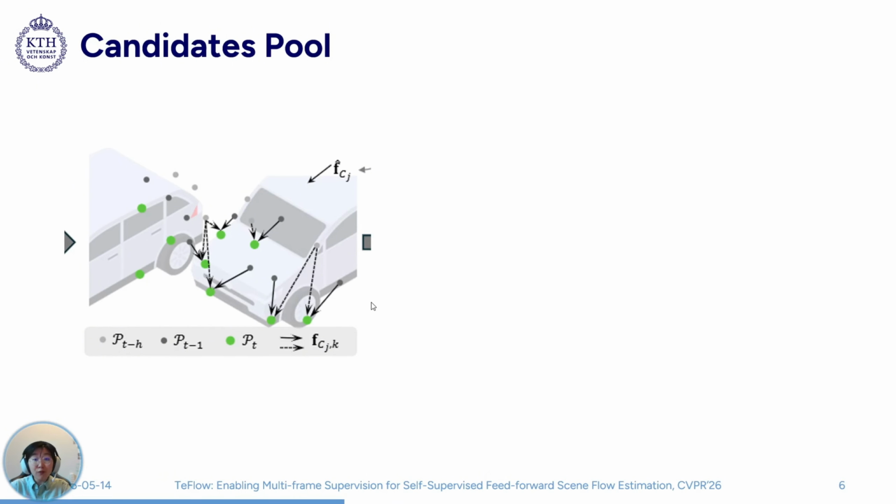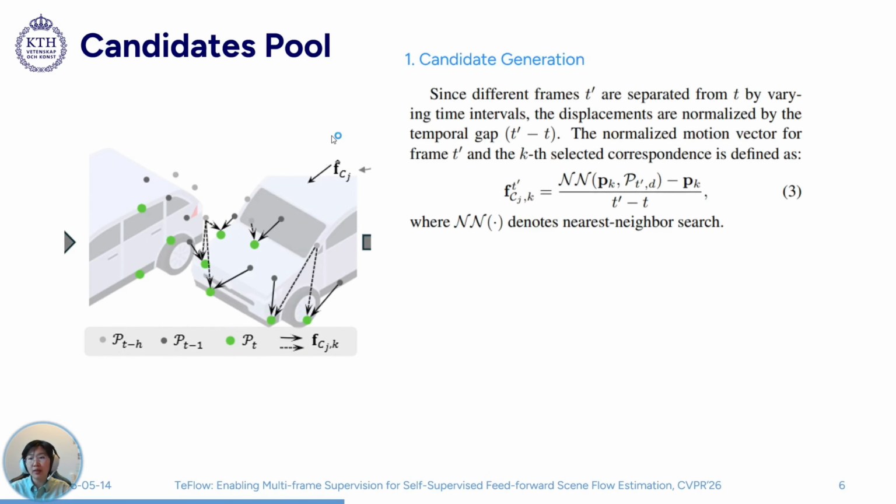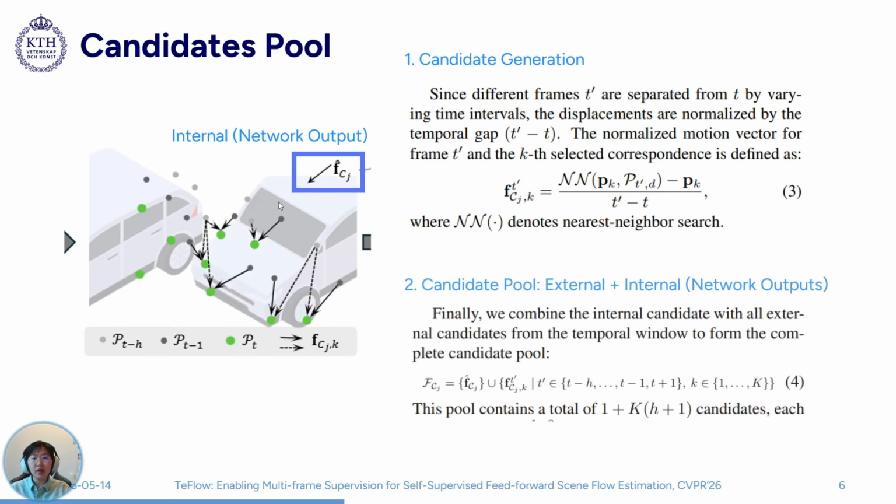So let's go step by step. The first step is candidate generation. For each dynamic cluster, we collect two types of candidates. The external candidates come from nearest neighbor correspondence across frames. We keep the top K correspondences with large displacements, as they usually provide clear motion cues for dynamic objects. The internal candidates come from the network's output prediction, which acts as a stabilizing anchor during training. By combining both, we obtain a diverse candidate pool instead of just a single noisy two-frame correspondence.